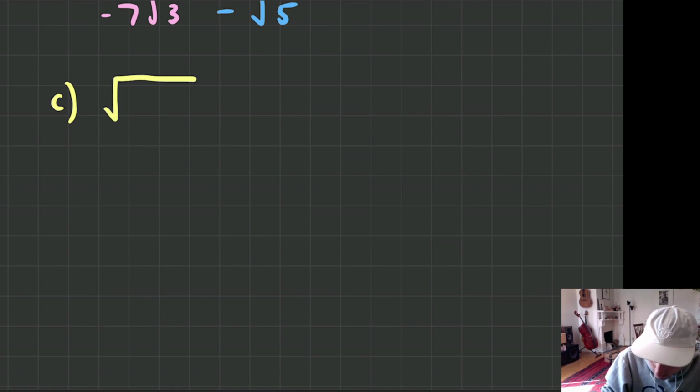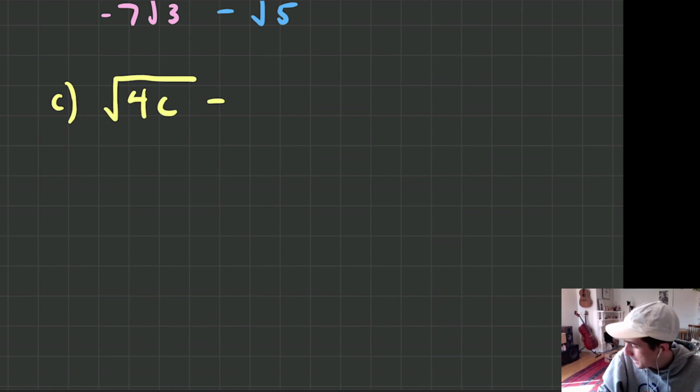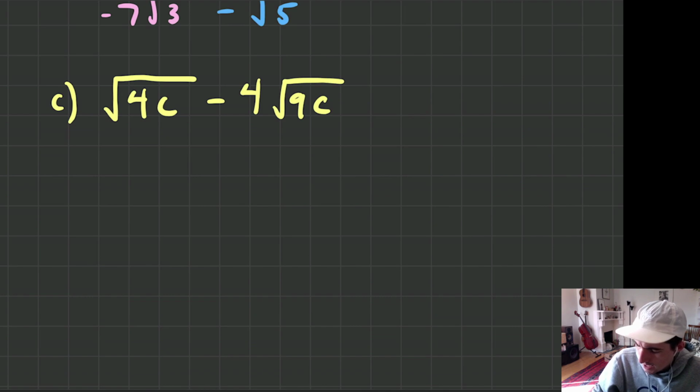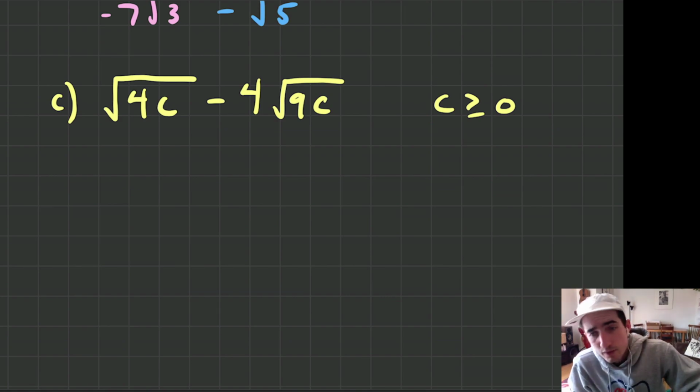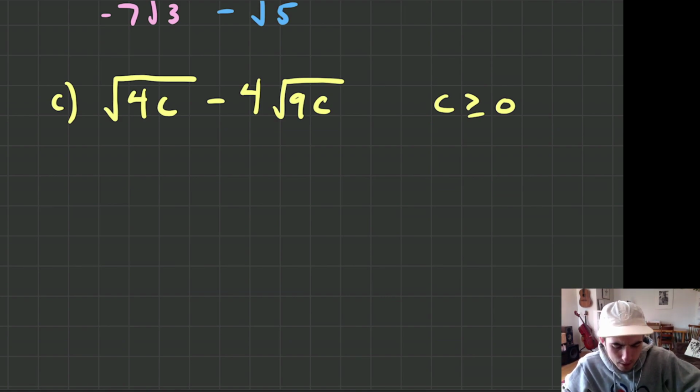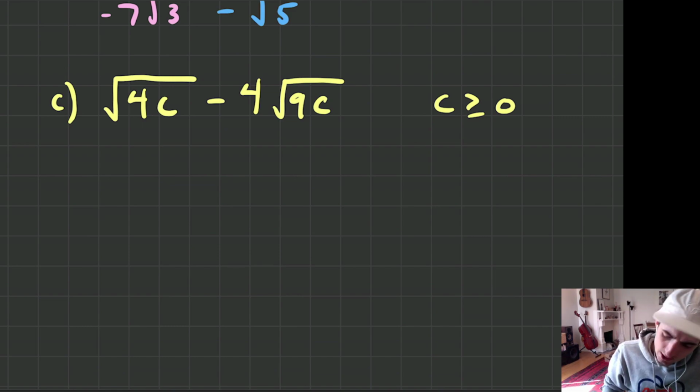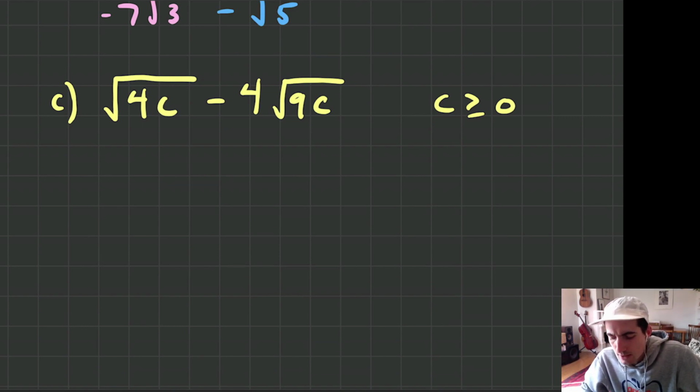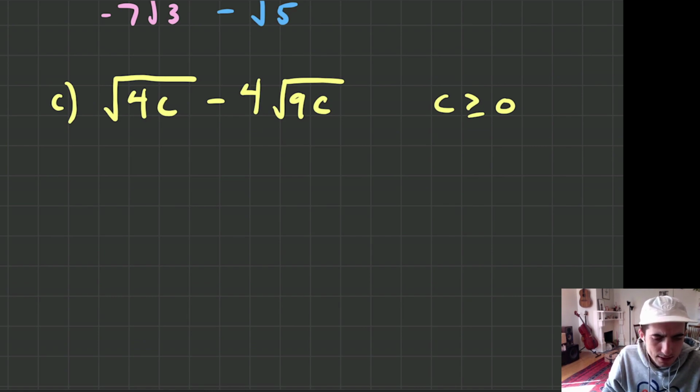We're going to do the square root of 4c minus 4 times the square root of 9c. And then they have a little disclaimer here saying that c is greater than or equal to 0. The reason they're saying that is they wanted to put a variable underneath that radical sign, but they know that if we're taking the square root of a variable, the variable definitely has to be greater than 0. If it's negative, then we'd be taking the square root of a negative number, and we know that there's no solution to that. So they are explicitly saying c is greater than 0. So let's take care of this.